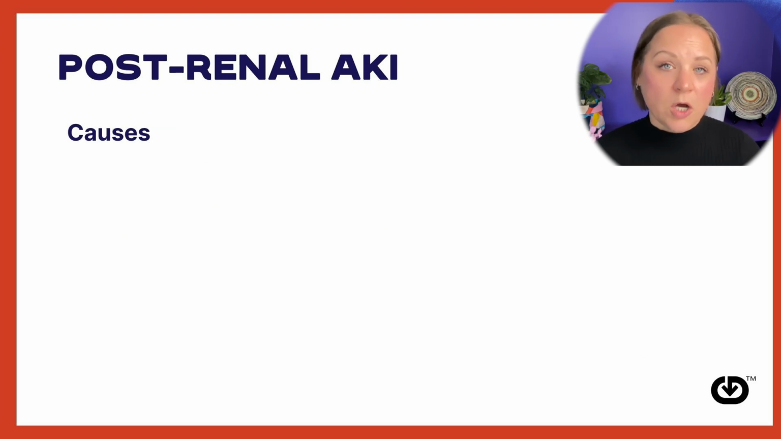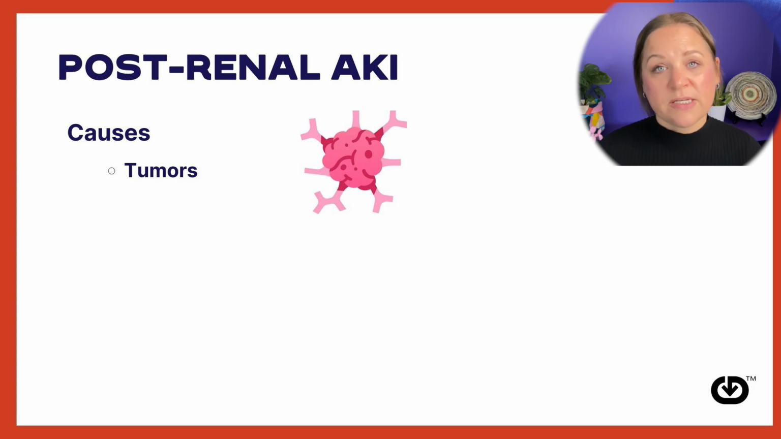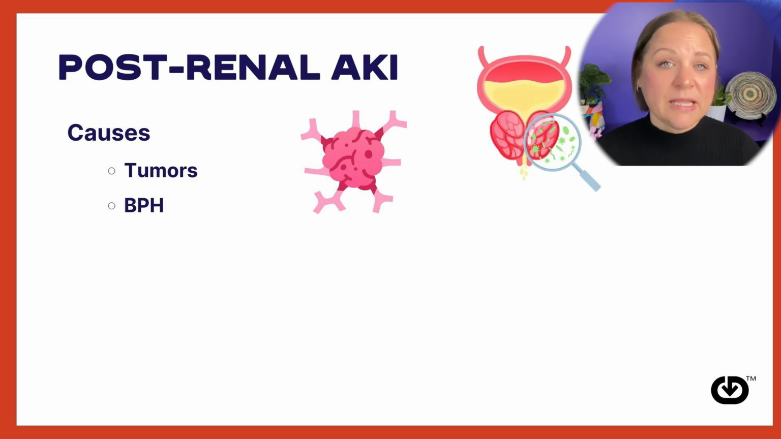There are four main causes for this, and they all have to do with obstruction of the flow of urine. The first would be tumors, a tumor somewhere in the bladder, the urethra, or the ureters. The second would be benign prostatic hyperplasia, also known as BPH. Now, this is only in males, and the prostate is a small gland that sits right under the bladder. And if it becomes enlarged, it can actually squeeze off the urethra so that urine is not able to pass through. And if urine's not passing down, it's going to go back up.